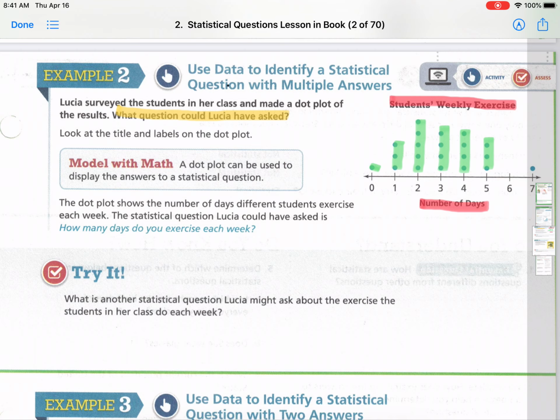Lucia might have asked her class. So the dot plot shows the number of days different students exercised each week. So Lucia could have asked, how many days do you exercise each week? And that would be represented with the data in our dot plot. So the question would be, how many days do you exercise each week?